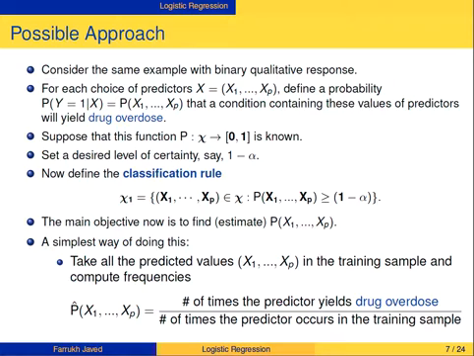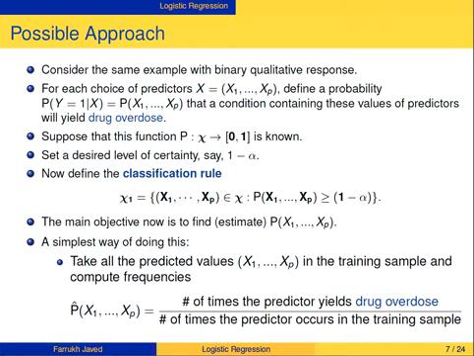Well, a possible approach is to consider some classification methods, or regression based on classification methods, for instance. Here, for each choice of predictors, now we have lots of predictors x1 to xp, we can define the probability that y equals 1 given x, which is the probability that a condition containing these values of predictors will yield drug overdose, because drug overdose was coded as 1. And if y equals 0 given x, it means I am talking about predictors which yield the value of strokes, for instance, right? Now you have two categories, 0 and 1, and you define the probability with respect to 0 for strokes and with respect to 1 for drug overdose.